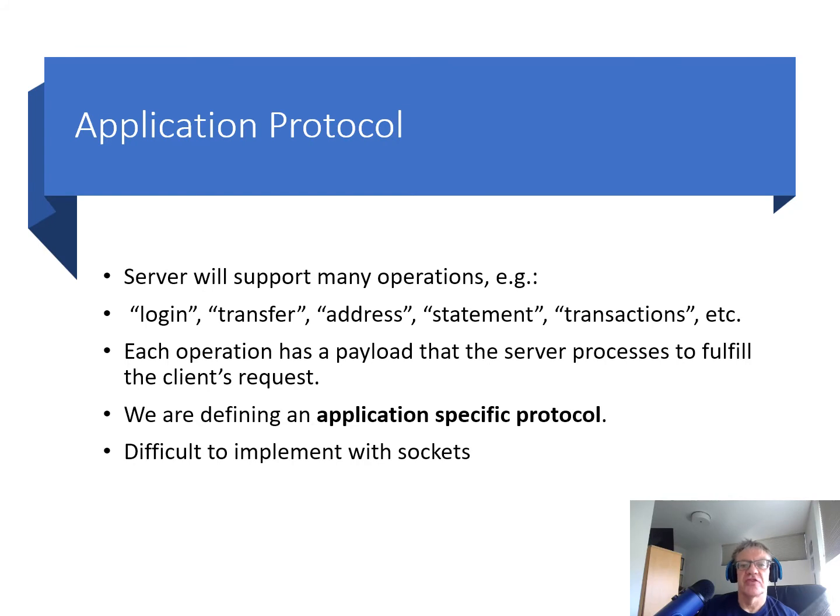In any complex system, the server will support many operations. In our banking example, these might be as shown on the slide here: a login, a transfer, change your address, get a statement, view transactions, etc. Each of these would be followed by different message payloads that the server needs to interpret correctly to fulfill the client's request. What we're really defining here is an application-specific protocol. As long as we send from the client the necessary values in the correct order for each operation, the server will be able to respond correctly.